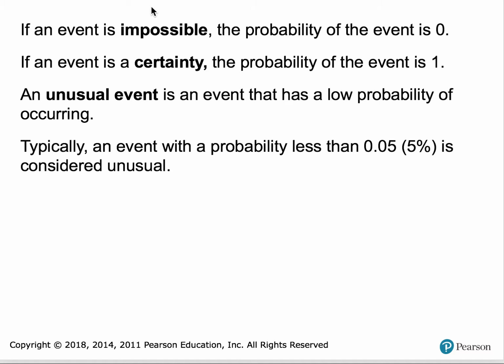If an event is impossible, the probability of the event is 0. And if it's certain, the probability is 1. Okay, we already mentioned that. But also, the closer a probability is to 1, the more likely that event's going to occur. The closer a probability is to 0, the less likely it's going to occur.